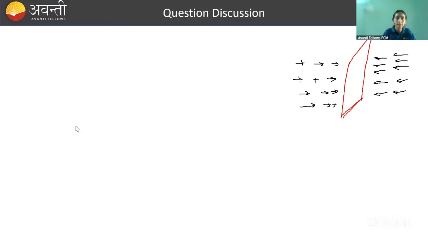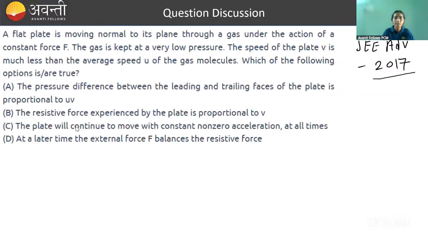तो हमारे क्वेश्चन में क्या बोला है, केस इज़ plate is allowed to move, that is moving with speed v, which is much much less than the speed of gas, that is u. And also the plate is moving with the help of a constant force F. ठीक है. Now what is the question getting asked?